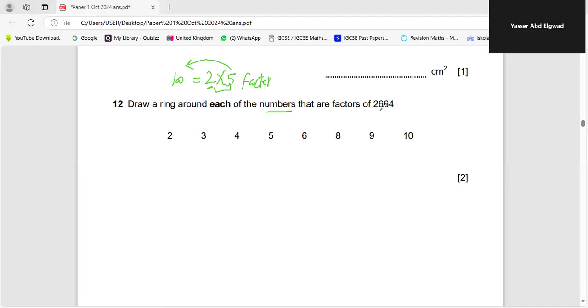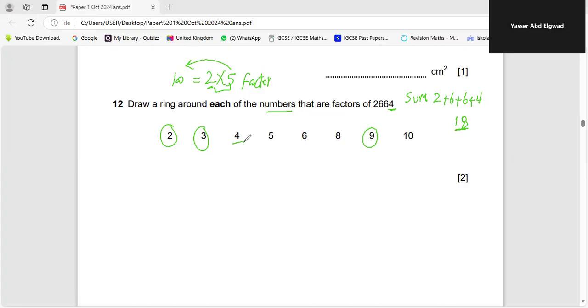First, divisibility by 2: if the last digit is even. 4 is even. Divisibility by 3: if the sum of the digits is divisible by 3. If you get the sum of the number, 2 plus 6 plus 6 plus 4, and add them, you get 18. That is divisible by 3, and also divisible by 9, by the same rule, since 18 is divisible by 9.